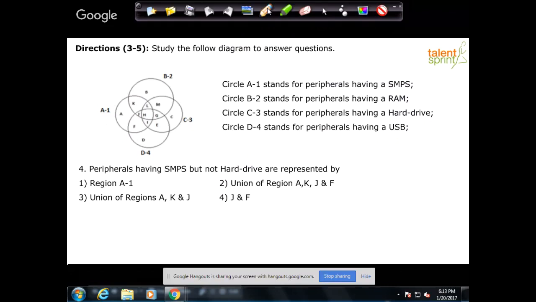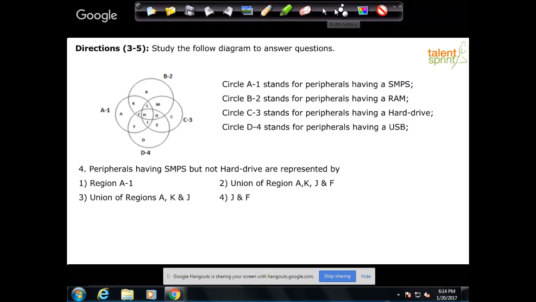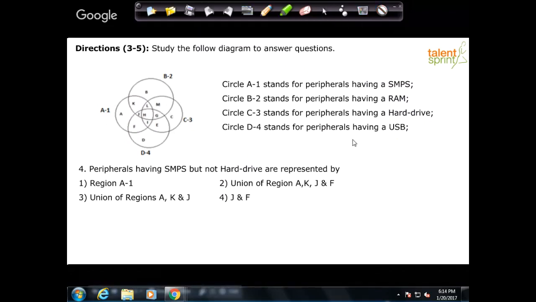Let me once again point out to you: A, K, F, and J, 2. Great. I hope all of you have understood this question. And let's move on to the next part of the question that is based on the same diagram. Let's move on to the next question.